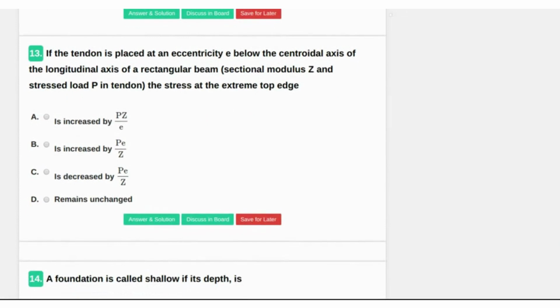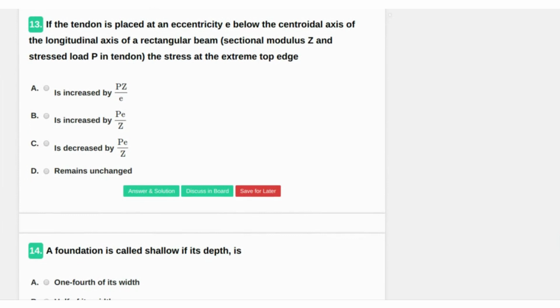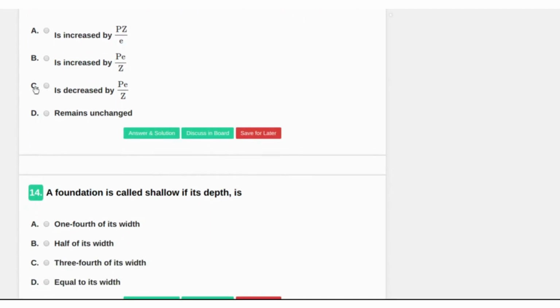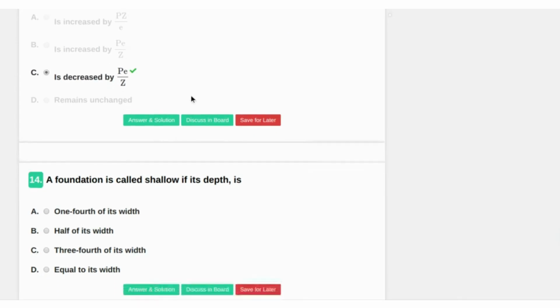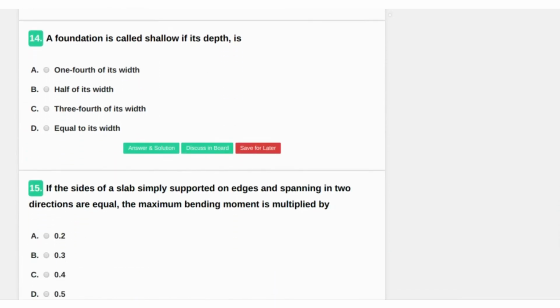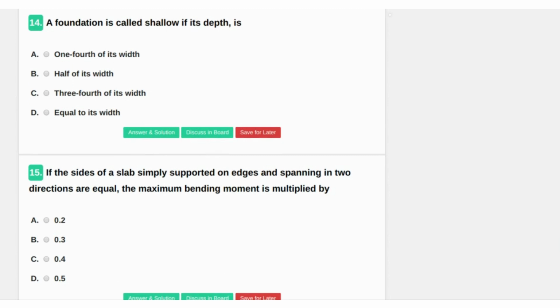If the tendon is placed at an eccentricity e below the centroidal axis of a rectangular beam, does the stress at the extreme top edge increase or decrease? It decreases by M by Z, where moment equals P load into eccentricity, so Pe by Z decreases. A foundation is called shallow if its depth is not very much greater than the width of the foundation. When the depth is very much greater than the width, it is a deep foundation. In other cases, it is a shallow foundation.